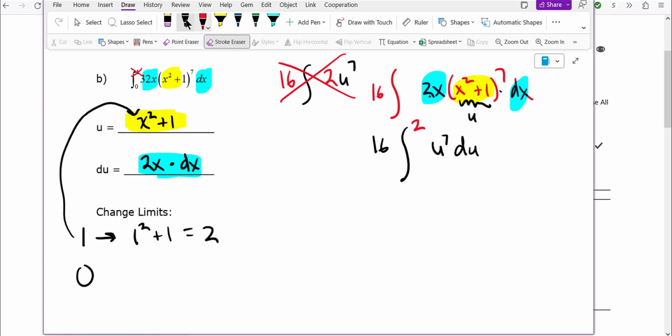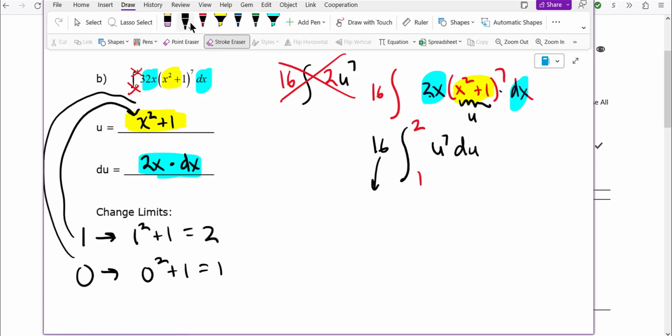Then we can do the same thing with 0. Plug the 0 into the u sub. You'll have 0 squared plus 1 equals 1. So again, don't use 0 anymore. Use 1. Now see, the goal when you do u sub is that you've accounted for everything in the integral. Everything's done. Now I've got a very easy problem to finish up. Any questions?